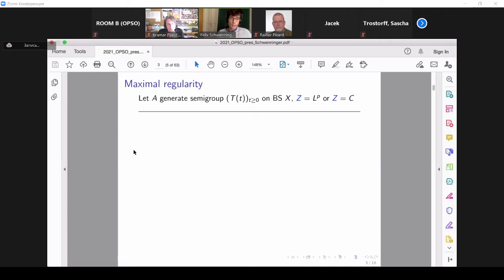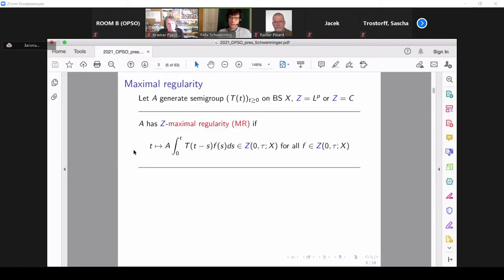And the setting is always that A generates a C0 semigroup. I did not write this here. So all semigroups I'm going to consider are strongly continuous, denoted by T(t), on a Banach space X. And the letter C is in the following a placeholder for L^p, or the continuous functions. And this will be clear in a second what this means here. So then we say that A has maximal regularity, or MR, with respect to C, if the following function has the property that it is in the space C(0,tau; X), if f was in C(0,tau; X).